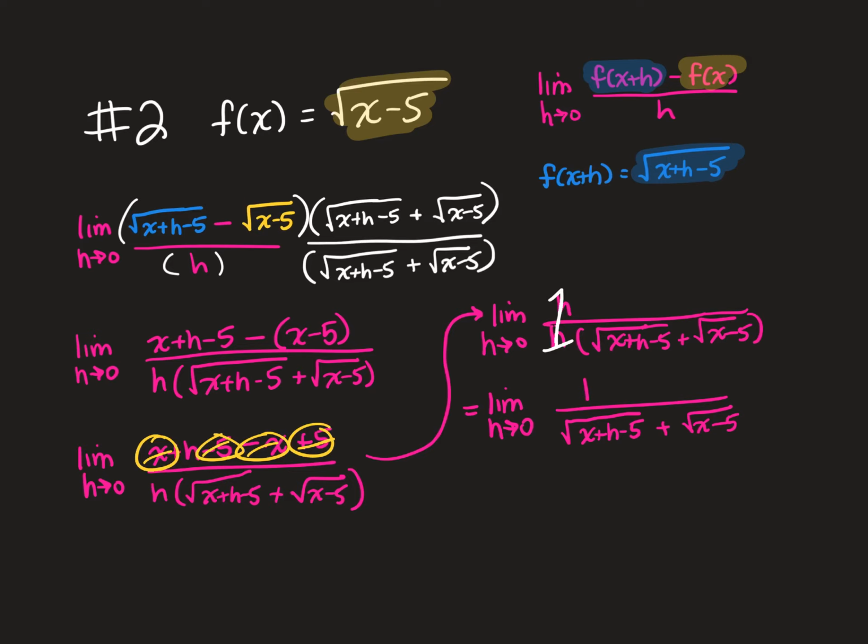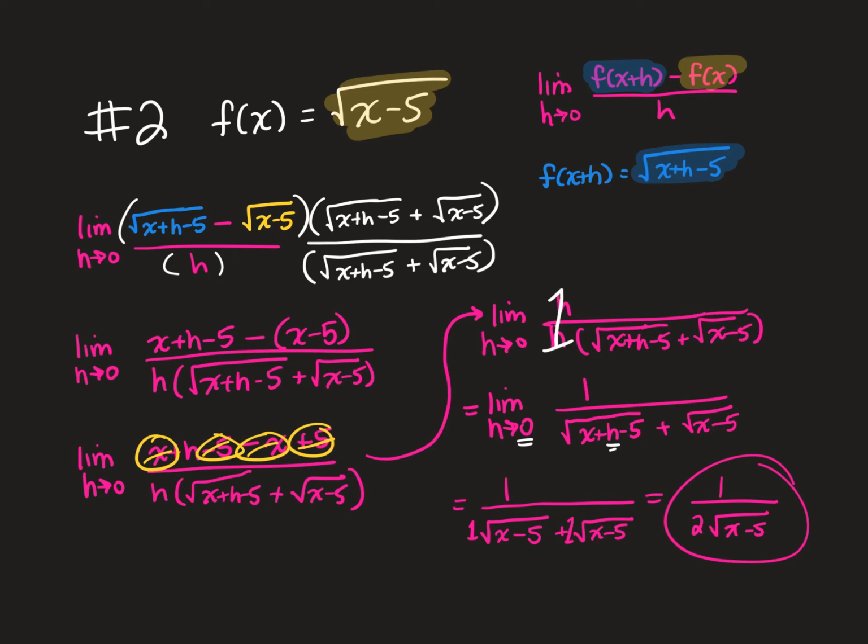At this point, there's no more h's that are going to create a problem for us in the denominator. So we can go ahead and just substitute in a 0 for h. Now this is where, sometimes when you write your answer, it can be a little interesting. It's going to be 1 over the square root of x plus 0 minus 5, which is just x minus 5, plus the square root of x minus 5. Now that's not bad, but what we have is one square root of x minus 5 plus another square root of x minus 5, so we really have 2 of those things. And this is how you will see your answer written.